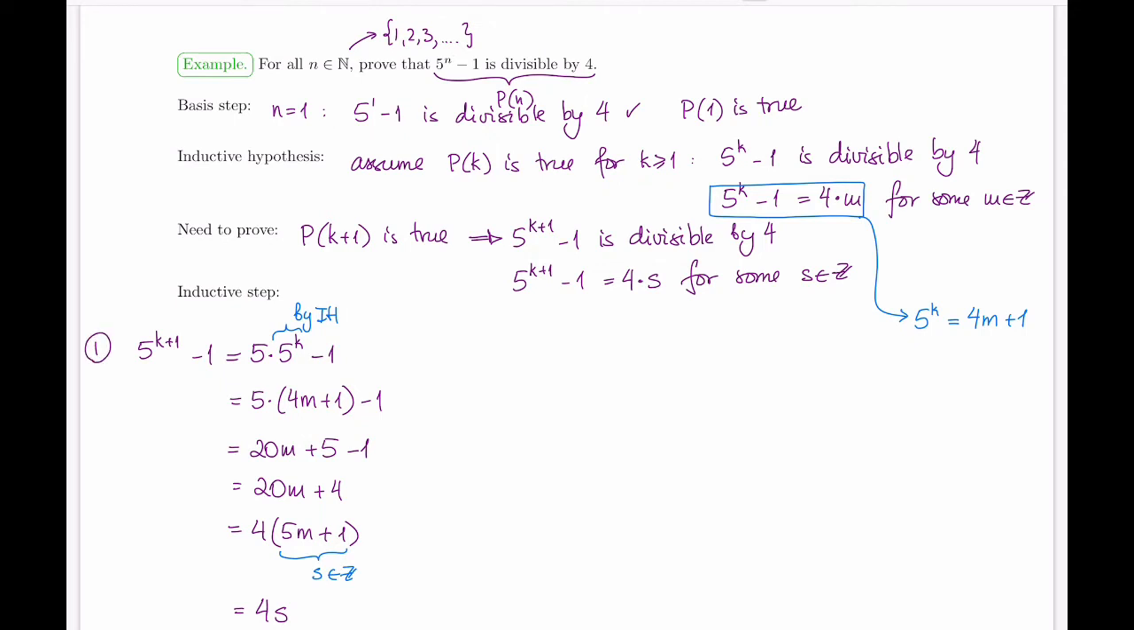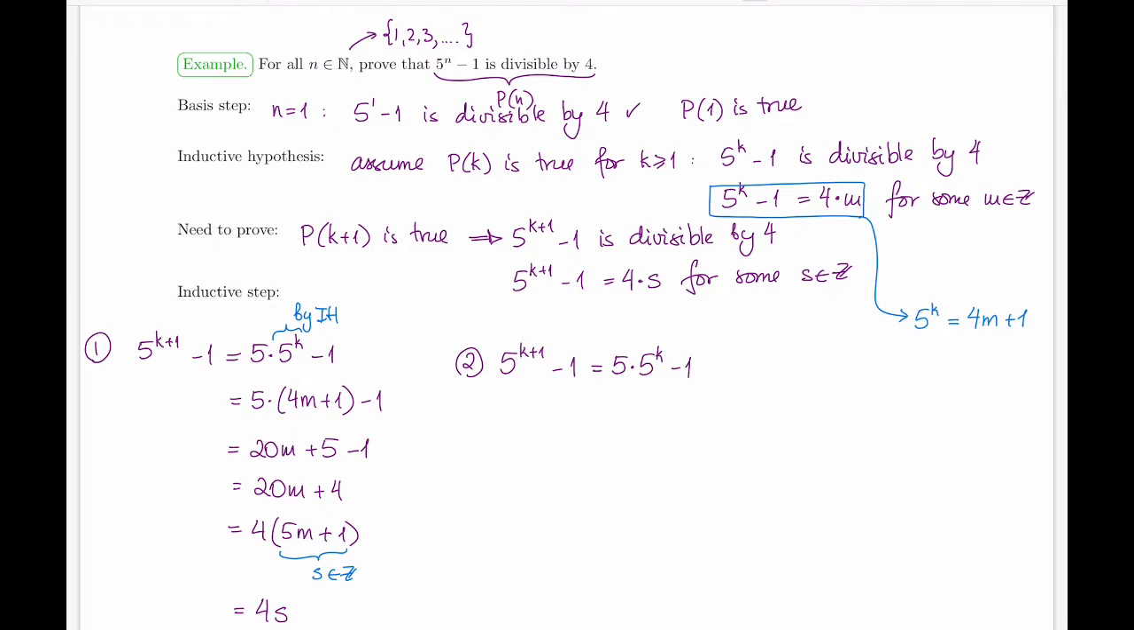I'm going to show you 3 different approaches, and you can decide for yourself which one you prefer better. For approach number 2, all I'm trying to do again is just prove this expression. So let's start with the left-hand side again. 5 to power k plus 1 minus 1. And in fact, my next step is going to be exactly the same. I'm going to separate one of the 5's out.